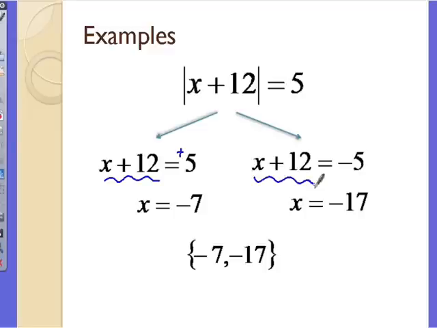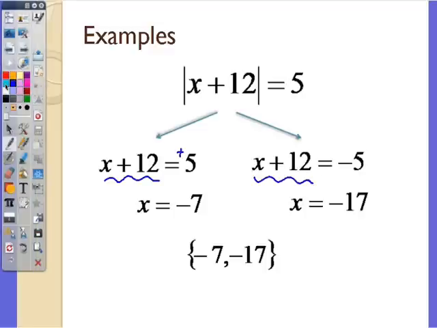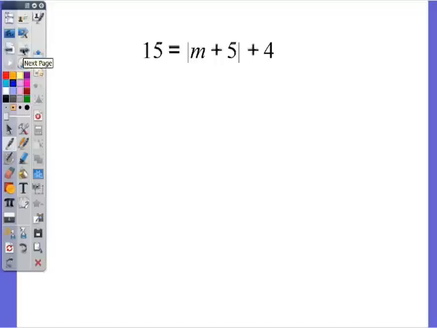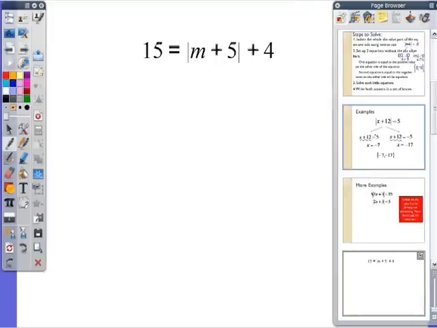Let's try one that's a little more complicated. I didn't think this was the next example, but we'll go for it. It's not the next example.